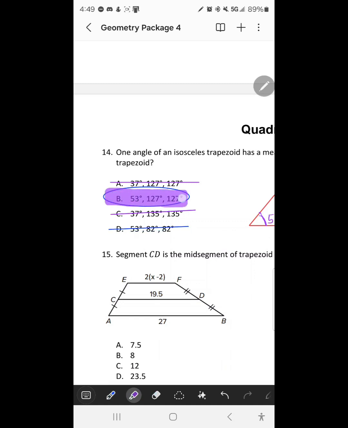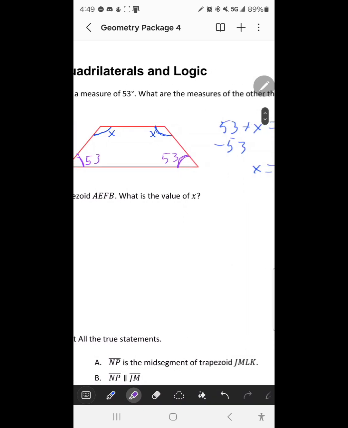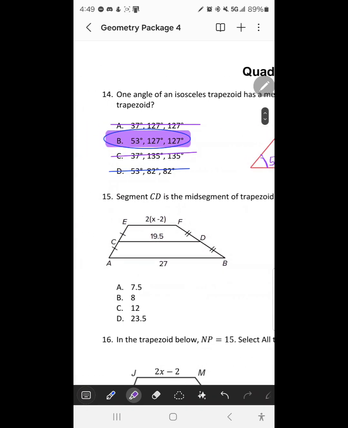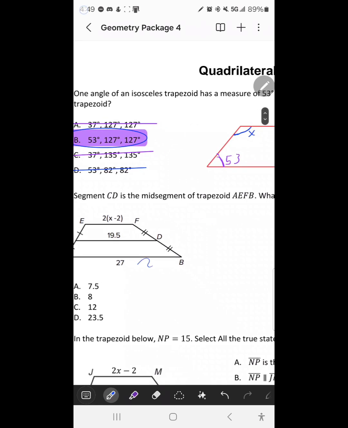And this is the answer. Now let's look at this. Segment CD is the midsegment of trapezoid AEFB. What is the value of x? For a midsegment, it is important to know that the addition of the two big sides divided by 2 is equal to the midsegment.